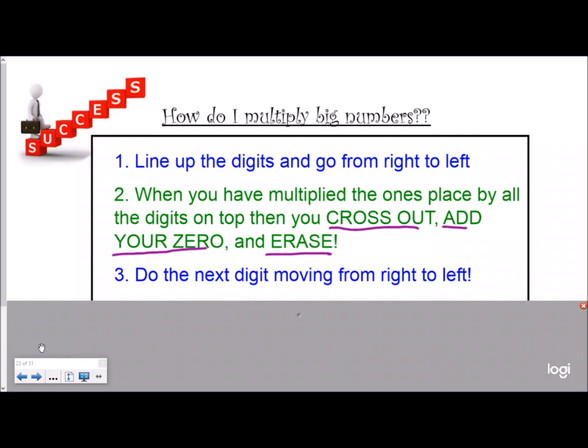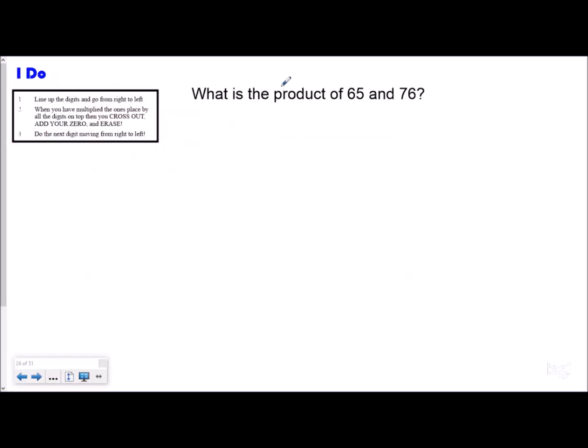So let's look at an example. This is the same problem we worked on when we did it conceptually, right? We want to always circle this word when we see it, product, because product means the answer to a multiplication problem. Both of these have 2 digits, but I like to put my bigger number on top whenever I'm doing this, just to keep the same habit. So I'm going to put 76 on top. The commutative property says you'll get the same answer if you do it correctly if you put 65 on top.